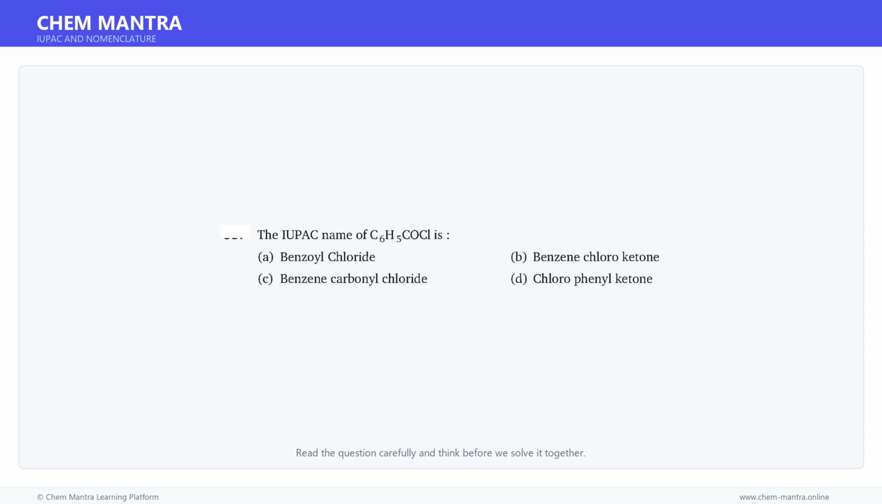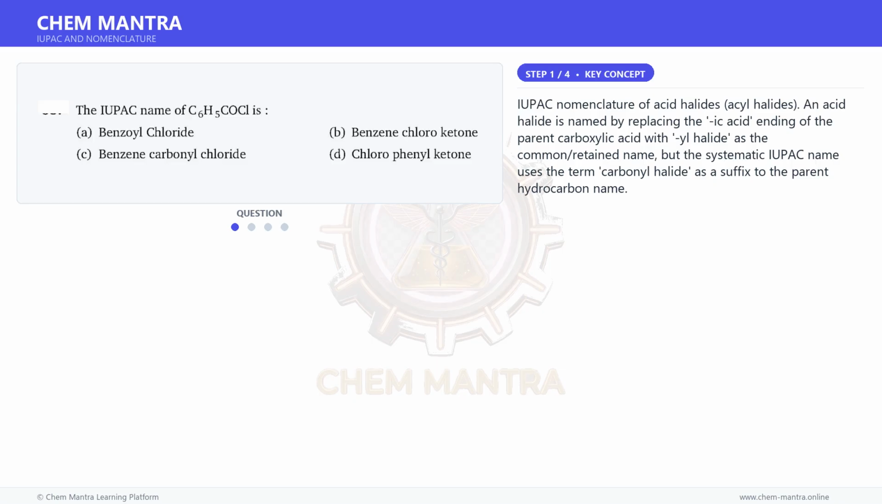Here is a question. Read it carefully and think about the answer. Let us solve it step by step. Let us first understand the key concept here. IUPAC nomenclature of acid halides, acyl halides.